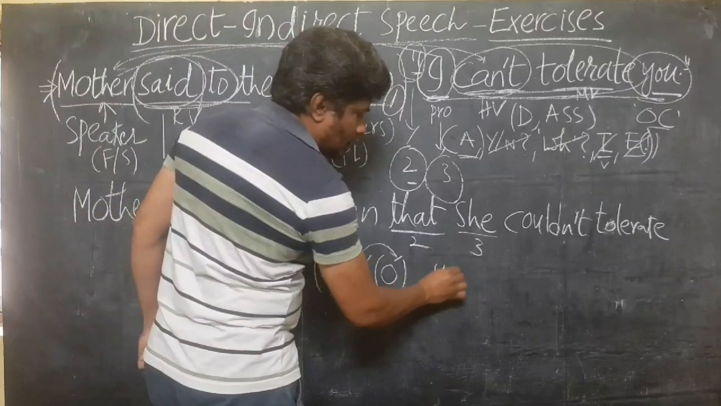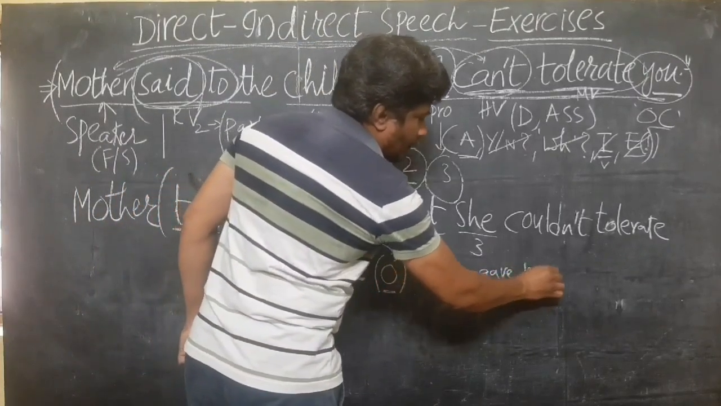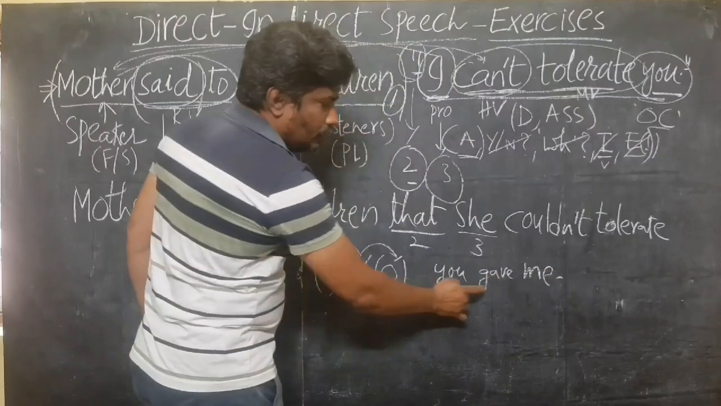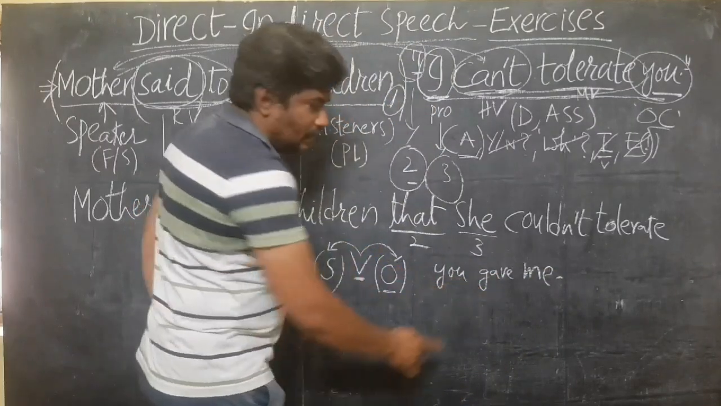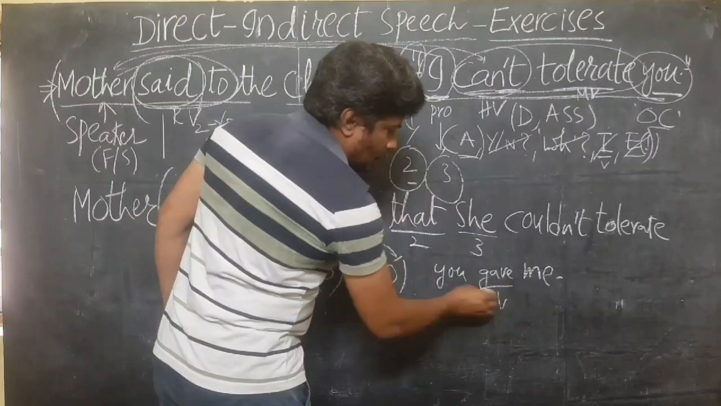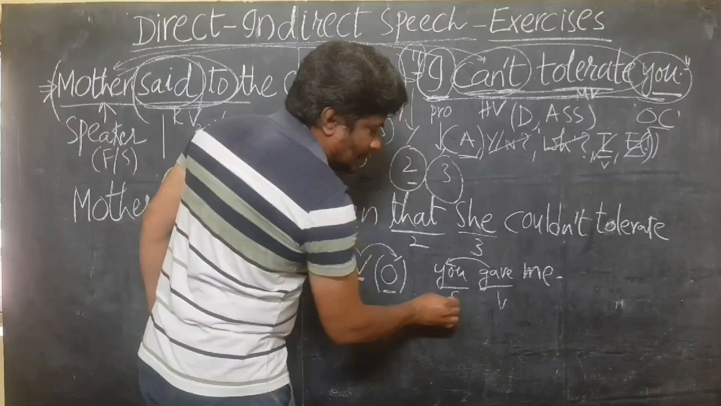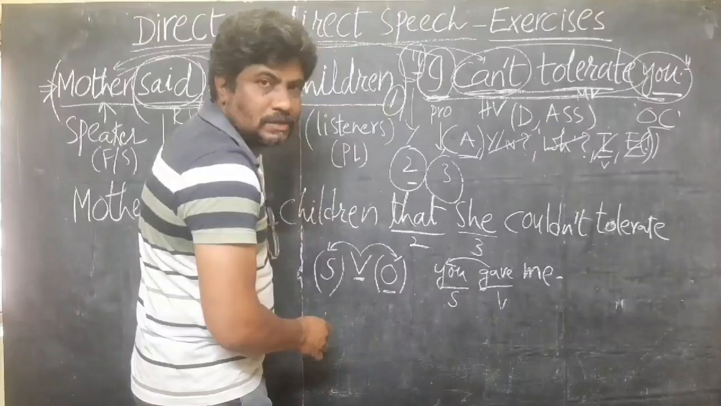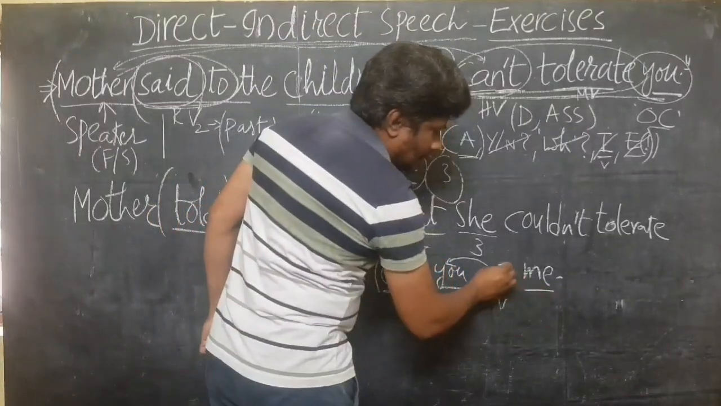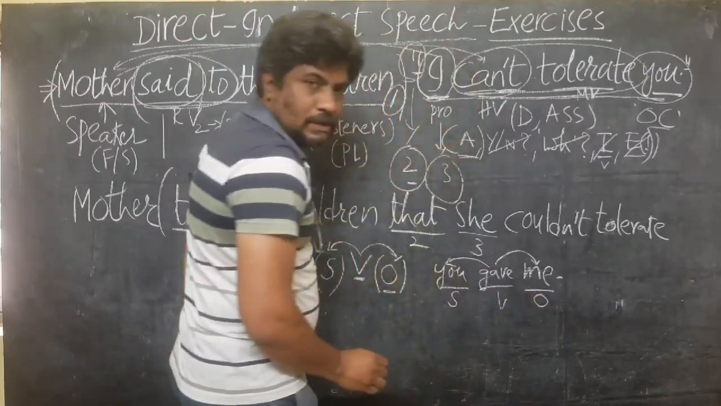For example, you gave me. You gave. G-A-V-E, gave. M-E, me. You gave me. Here this is the verb. You is on the left side of the verb. It is in subjective case. And here me is on the right side of the verb. Hence it is objective case.